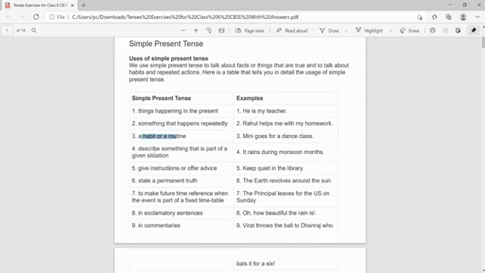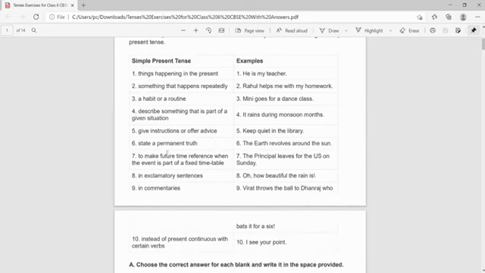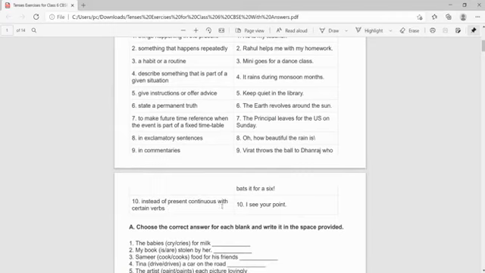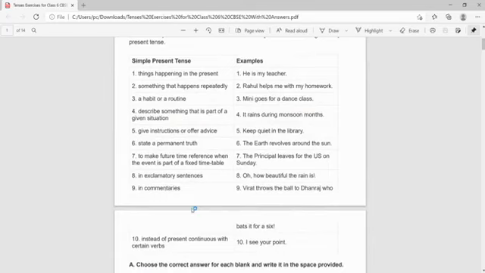Minnie goes for a dance class every day. So that's a habit or routine. Describe something that is part of a given situation. Give instructions or offer advice. State a permanent truth. Make future time reference when the event is part of a fixed timetable. Use it in exclamatory sentences, and in commentaries instead of present continuous with certain verbs. These are the 10 areas, 10 different styles of sentences in simple present.